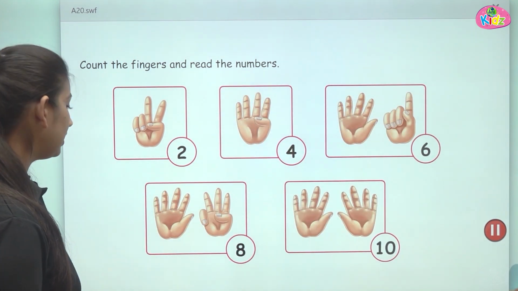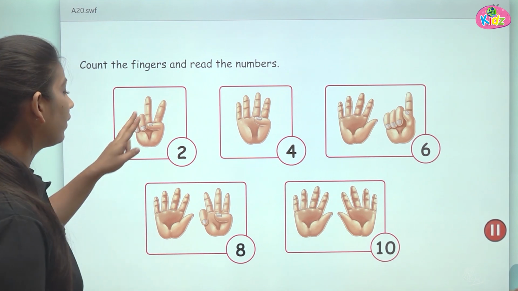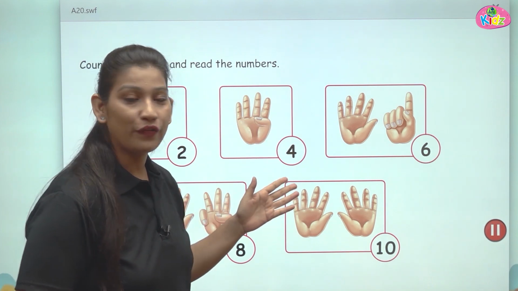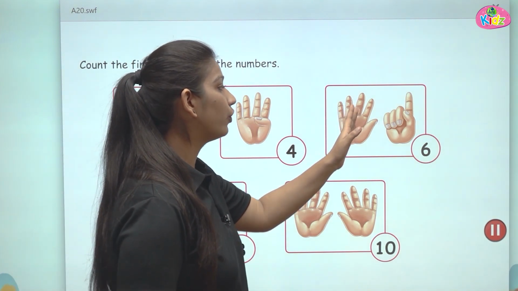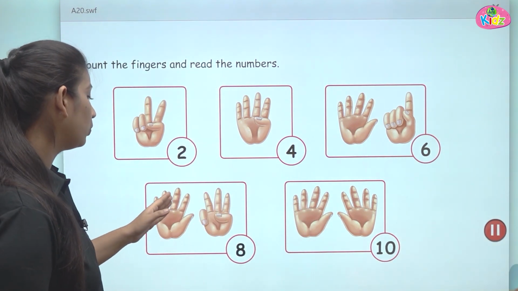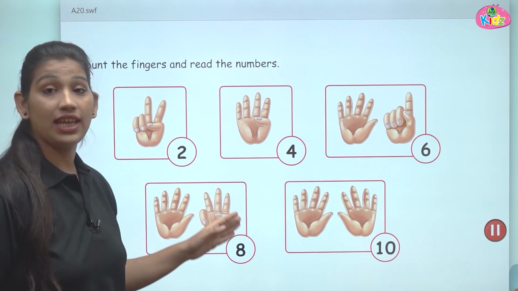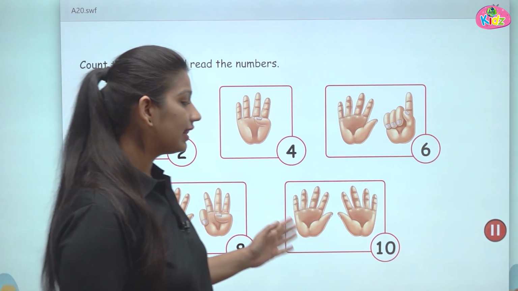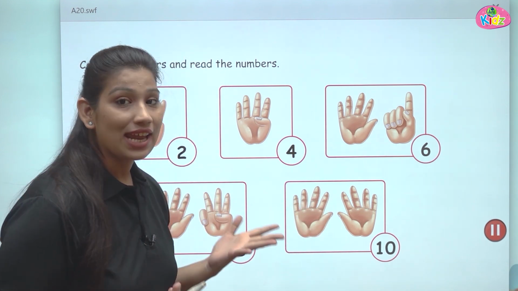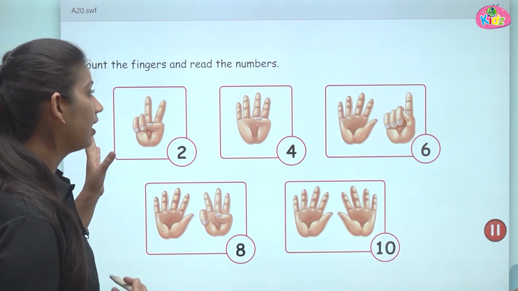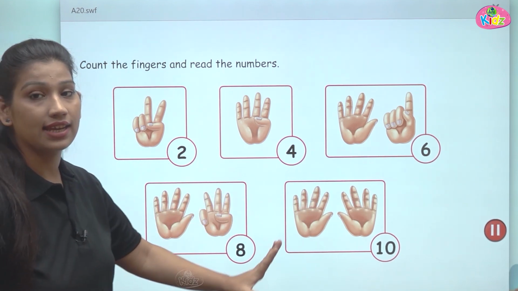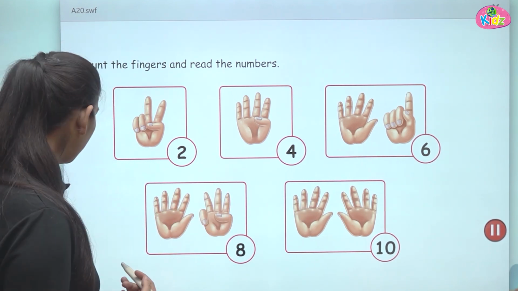Here, students, you can see the fingers of the hand. Here we have 1, 2 fingers. Then we have 1, 2, 3, 4, 4 fingers. Then 1, 2, 3, 4, 5, 6, we have 6 fingers. Then we have 1, 2, 3, 4, 5, 6, 7, 8, 8 fingers. And then at last you can see all the fingers are open and we have a total of 10 fingers on our hand. So 10 fingers. Here the numbers are 2, 4, 6, 8, 10. This is the skip counting by number 2.